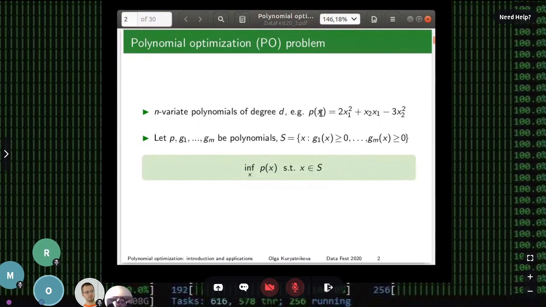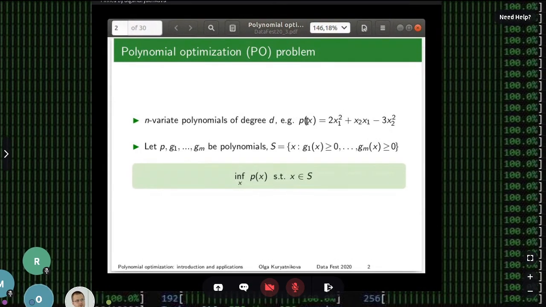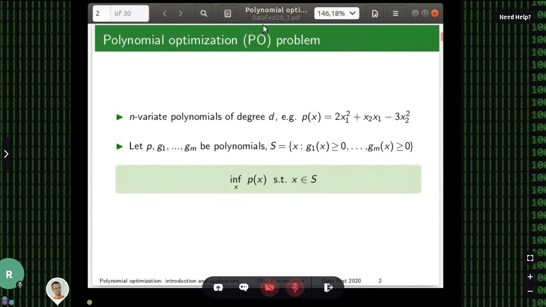Yes, so x here is a polynomial in n variables, and the total degree of the polynomial is d. Here, for example, n is 2, bivariate polynomial, and d is 2.